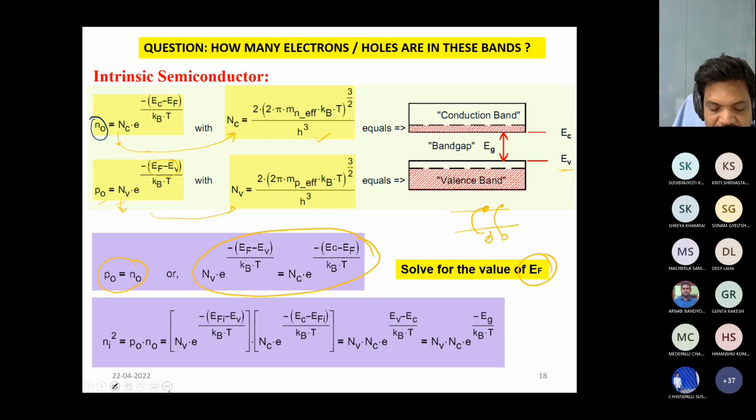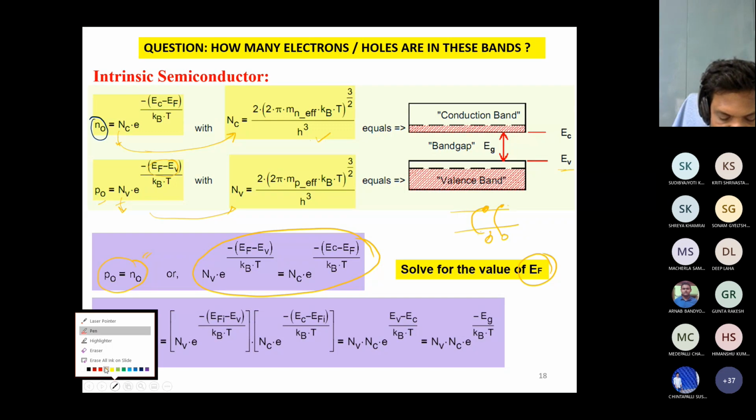Okay. So similarly, if we see that n0 is equal to p0, say if I write that it is ni, this is what ni is.